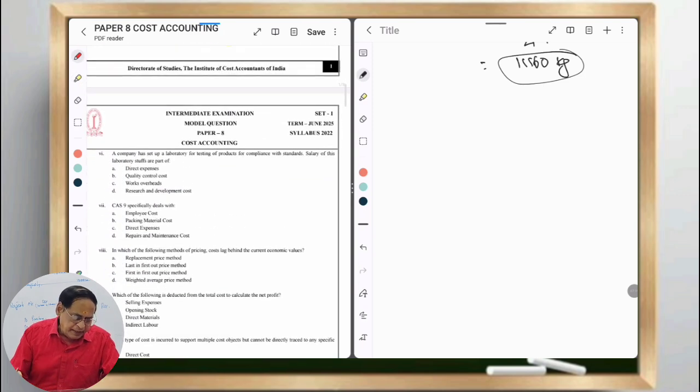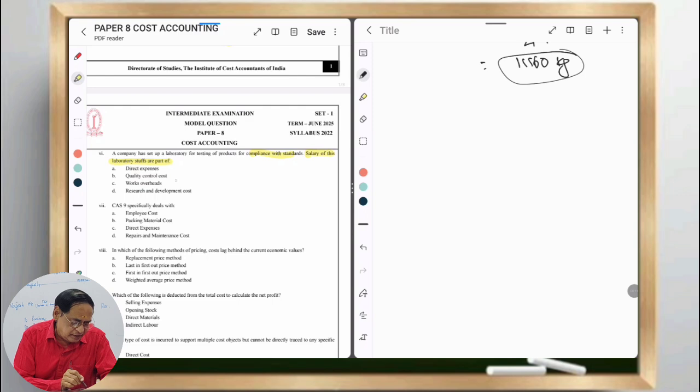And then, a company has set up a laboratory for testing of the products for compliance with standards. The salary of this laboratory staff is part of what? Salary of laboratory staff for testing the product for compliance is nothing but quality control cost. So out of the four, which one is correct?